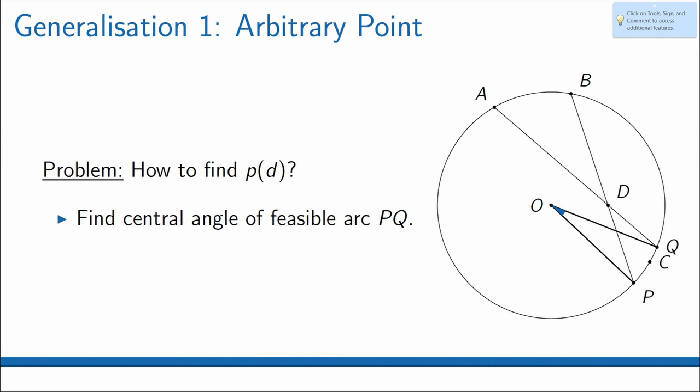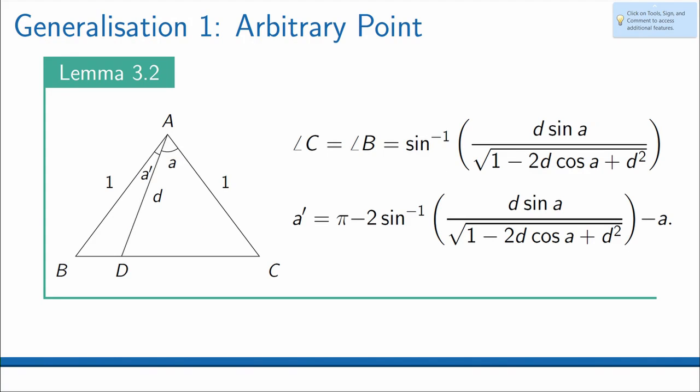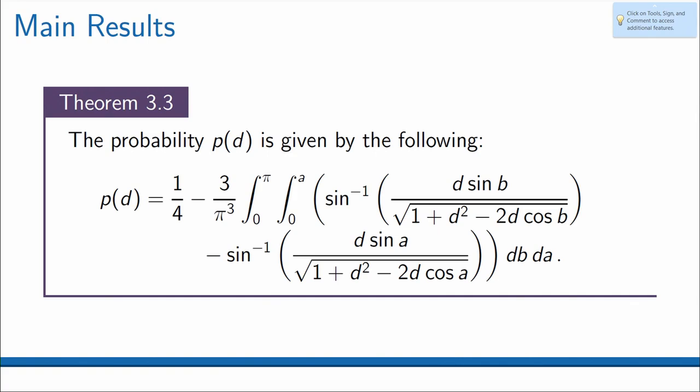So firstly, we'll find the central angle of the feasible arc PQ, which is the blue angle here. And this is a lemma that we use frequently to find the central angle. This is proved using sine law and cosine law. And we're now going to state our main results. This is the probability in its integral form.